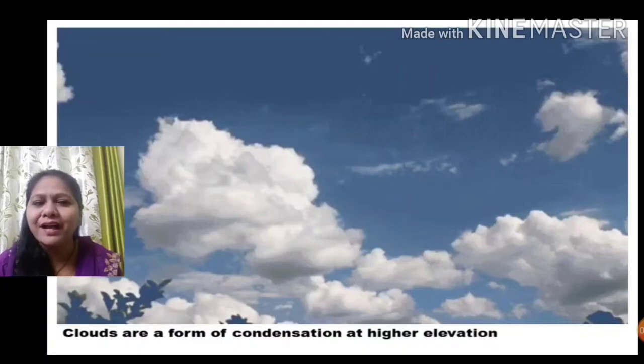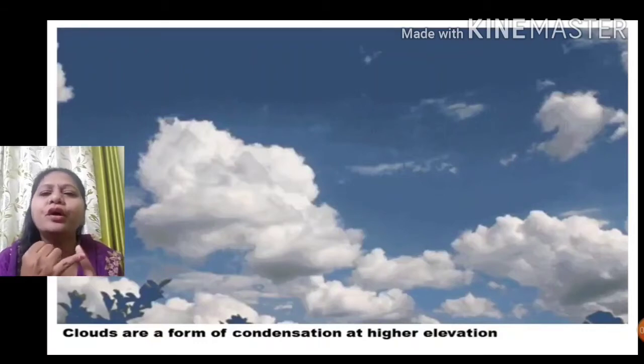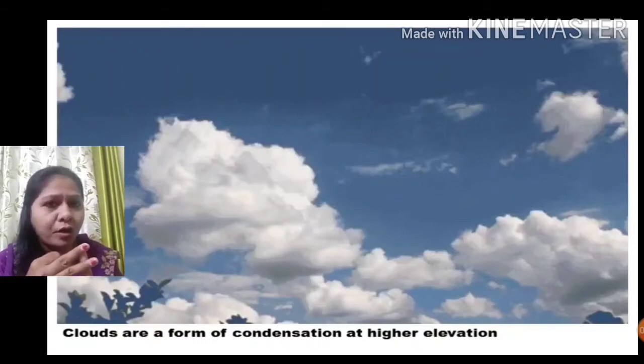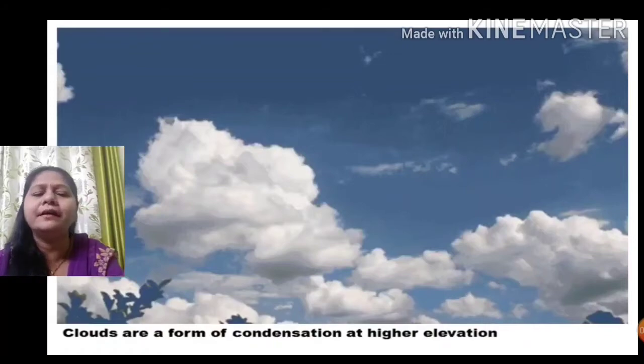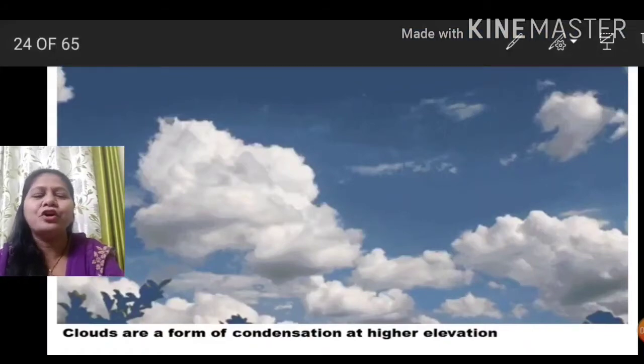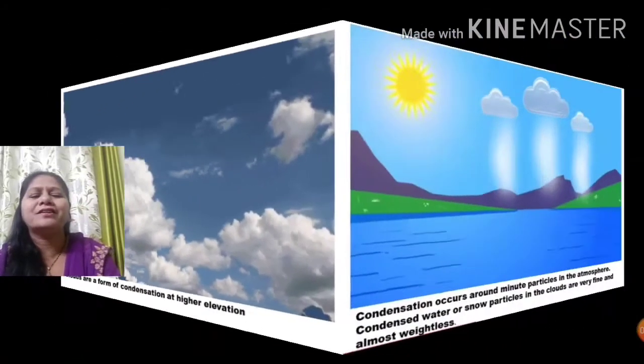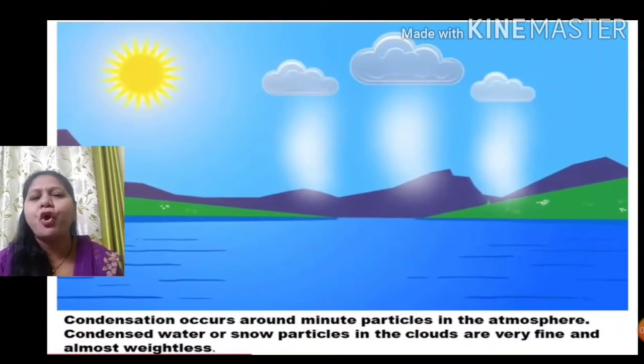Right? Clouds are a form of condensation but at a higher level. Lower level के लिए क्या बताया था? Dew, frost और fog. Now we are talking about the clouds. Clouds are also condensation, but where? At a higher elevation, at a higher level, right? So here we go with the next one. Now condensation occurs around minute particles, minute particles in the atmosphere.